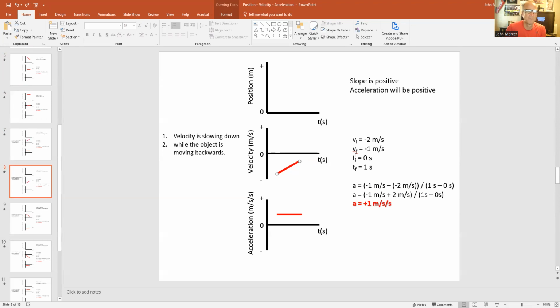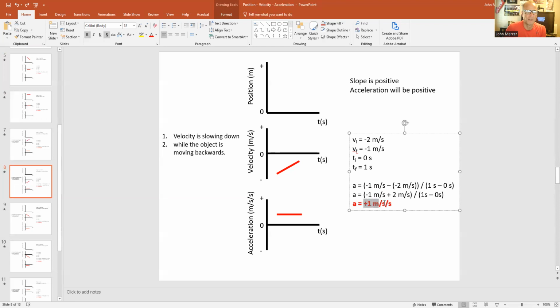Let's calculate our slope. Delta y over delta t, rise over run, change in velocity over change in time. Final velocity, negative 1 meter per second, minus initial velocity, negative 2 meters per second. So it's negative 1 meters per second plus 2 meters per second, divided by the change in time, which is 1 second.